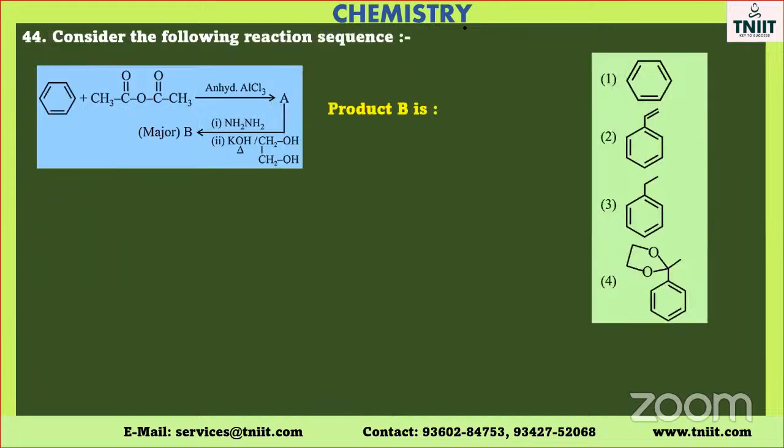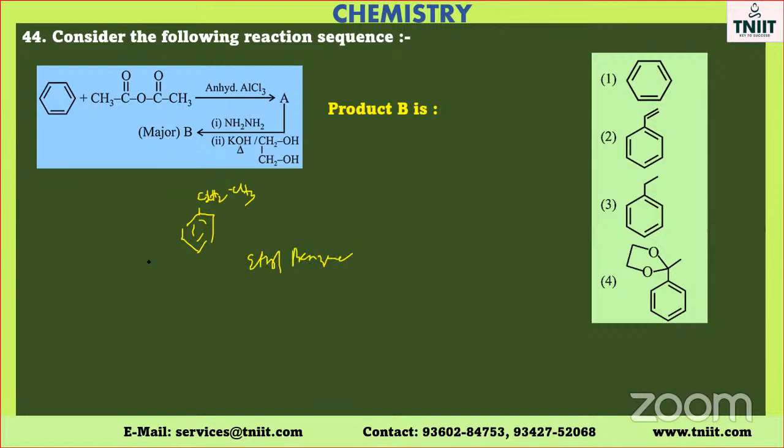Consider the following reaction sequence and predict the product B. The answer for this question is option 3. We get this molecule. The product B we get is C2H5, CH2, CH3. That is ethyl benzene.